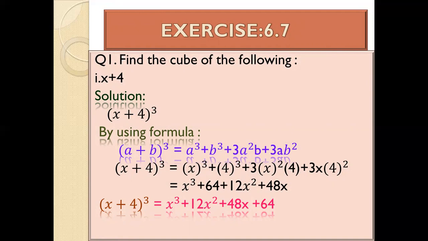I told you a is x and b is 4. Put the values. Instead of a, I write x. So x cube plus b cube is 4 cube, plus 3a square b, which is 3 x square 4, plus 3ab square, which is 3x and 4 square. Now square means you multiply 4 with 4.